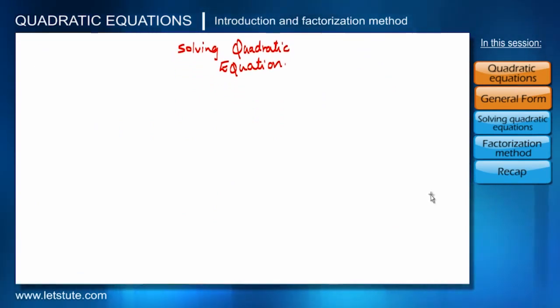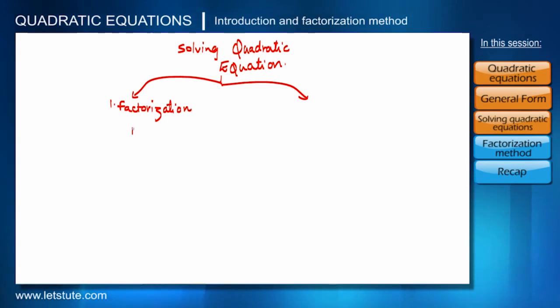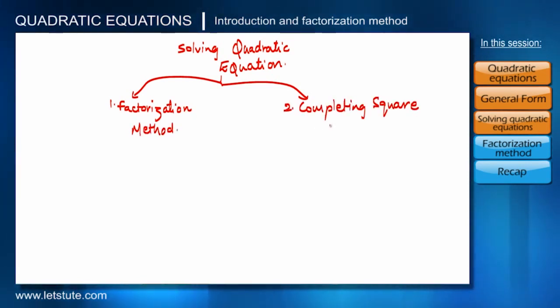But the question is how to solve this quadratic equation. Let's see. For solving a quadratic equation, we have two methods. Number 1, factorization method. Number 2, completing square method. But in this session, we will see how to solve the quadratic equation by factorization method, and we'll learn the completing square method in the next session.